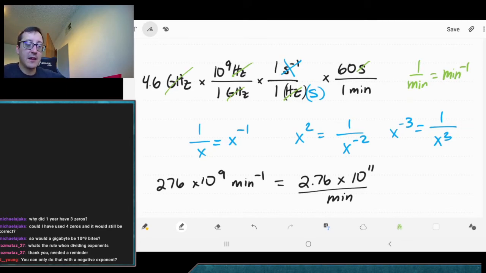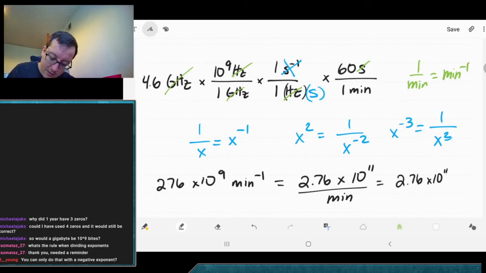I put one in scientific notation. I left one kind of as is. Again, though, technically either of these are correct. You could also say, if you really wanted, 2.76 times 10 to the 11th minute to the negative 1. That's great, too. That's probably the one I would do at the end there. But again, any of these will work. So just don't forget your fraction rules in general.